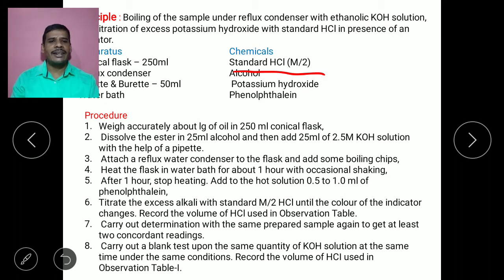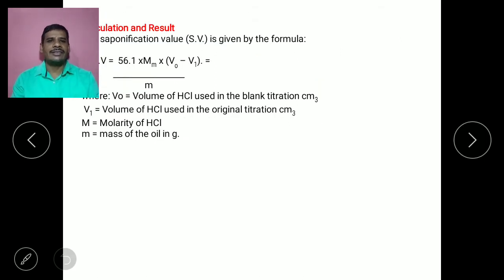Carry out the blank titration with the same quantity, that is, take 25 ml KOH solution and titrate against the HCl solution, and record both readings in observation tables. One observation table for the blank titration and another observation table for the back titration. In this way we observe both burette readings, in the blank titration as well as the back titration, and finally do the calculations.